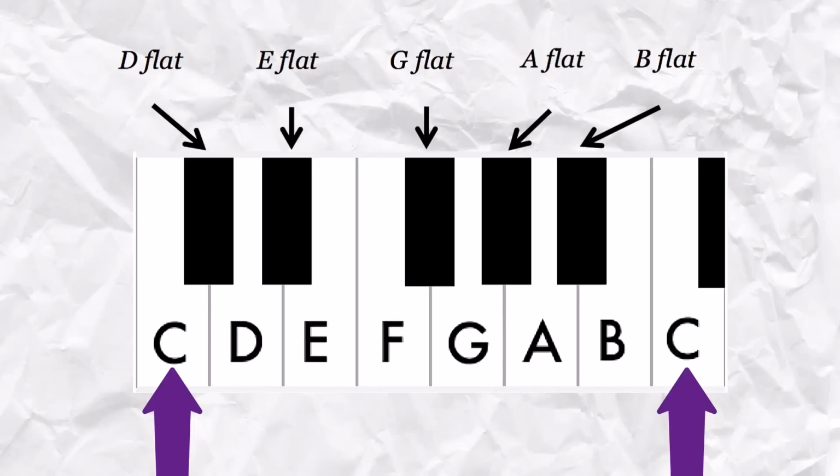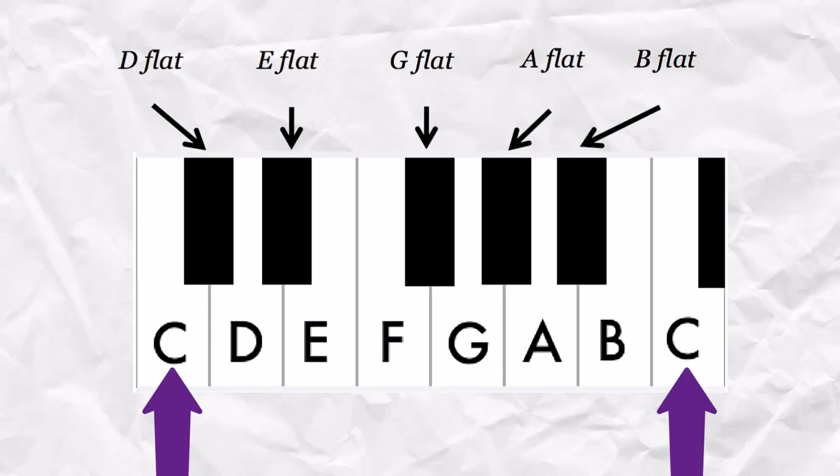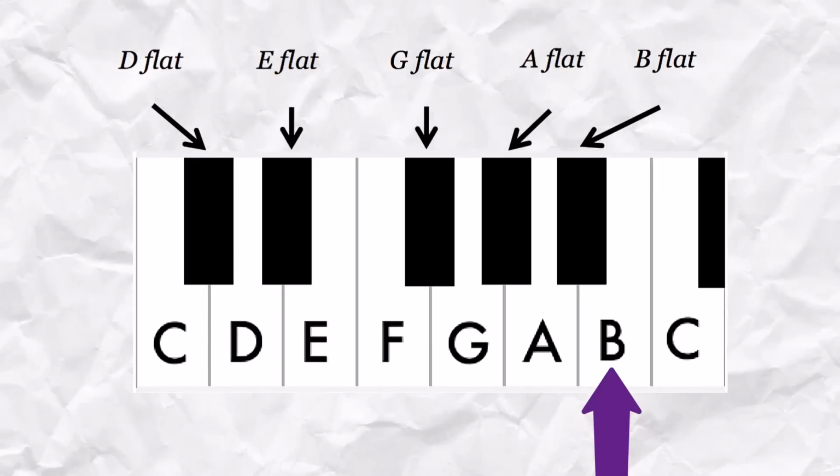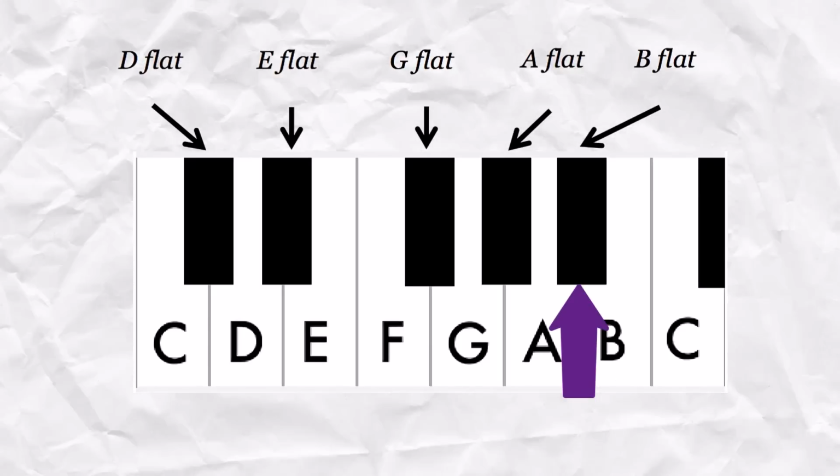Then you go to C. There is no black key between C and B, so it's B. There is no C flat. Then you have B flat, and then we're back to A. And then the whole cycle starts again. So you can see they're kind of interchangeable.